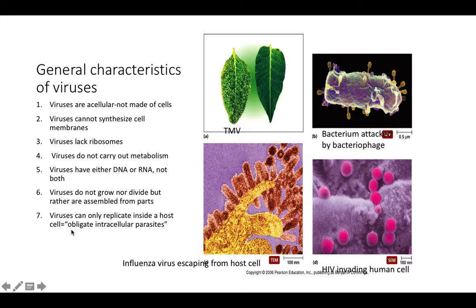But you guys, being an obligate intracellular parasite doesn't automatically make you acellular, because there are some cellular pathogens, like some bacteria such as rickettsia and chlamydia, that are also obligate intracellular parasites, and they're cellular. And any cellular organism can be infected with a virus.